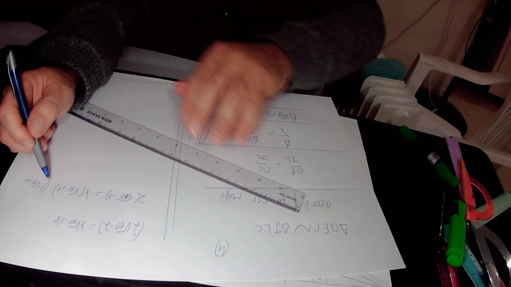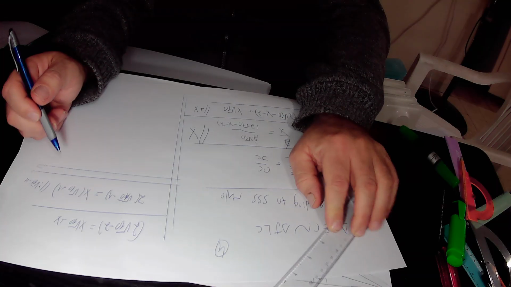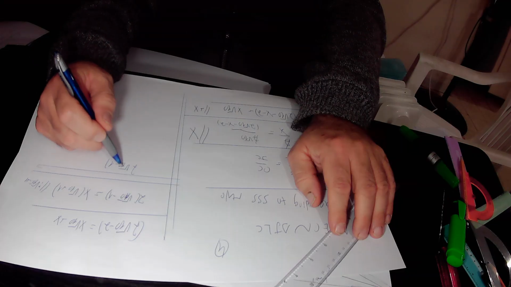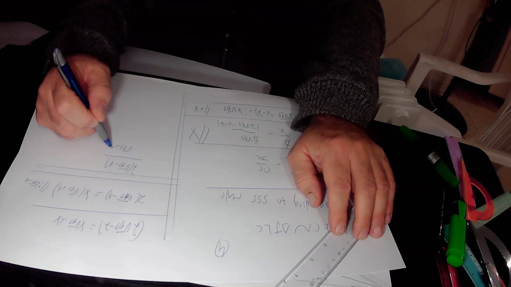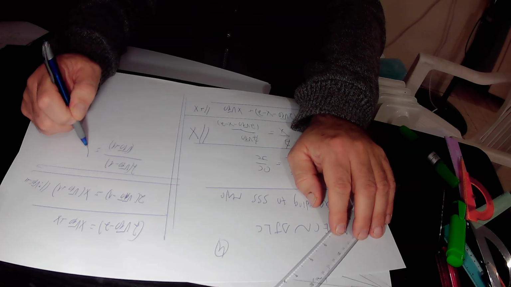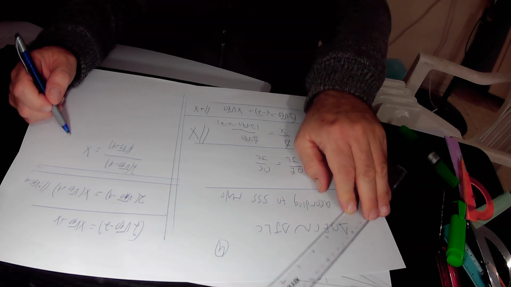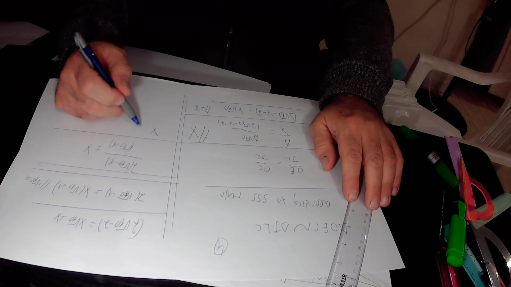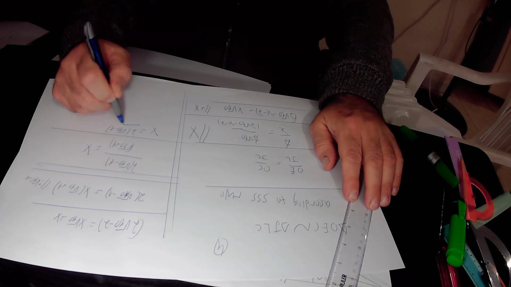And we get that 2 times root of 10 minus 1 over root of 10 plus 1 equals to x. So x equals to 2 times root of 10 minus 1 over root of 10 plus 1. Write it down again. X equals to 2 times root of 10 minus 1 over root of 10 plus 1.